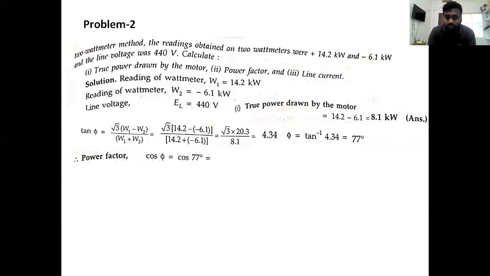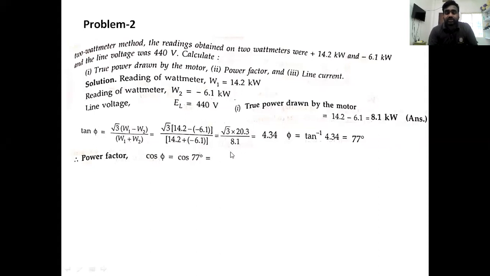0.22, right? What is 0.22? 0.22 lead or 0.22 lag? Only 2 to 3 people are responding. We have 33 students in the room. 0.224 lag. Right, it's correct.